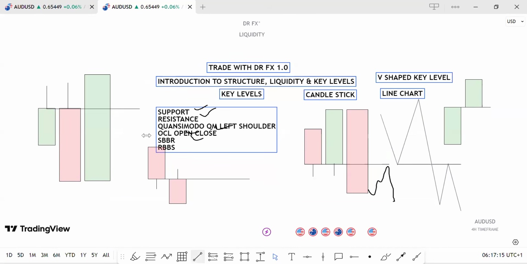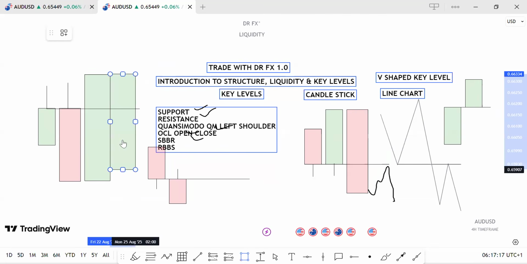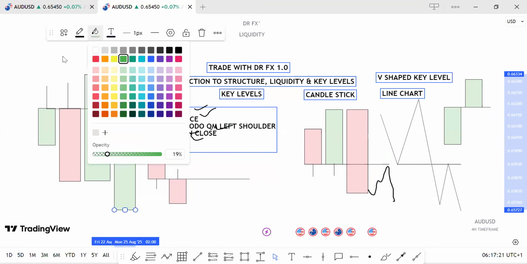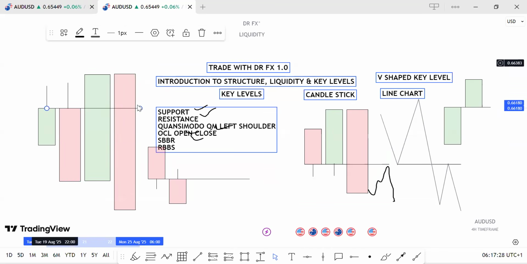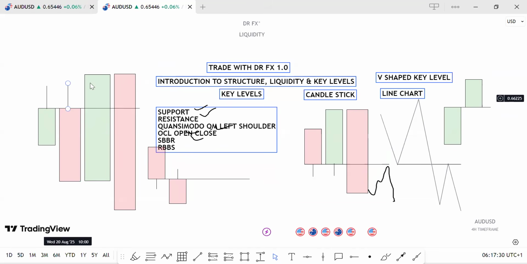SPPR or RBPS. It now failed again to the downside. You can see, meaning we can either say a support, a resistance that failed twice, right? Or we can call it what? An RBPS that failed once. It's one of the two, definitely.